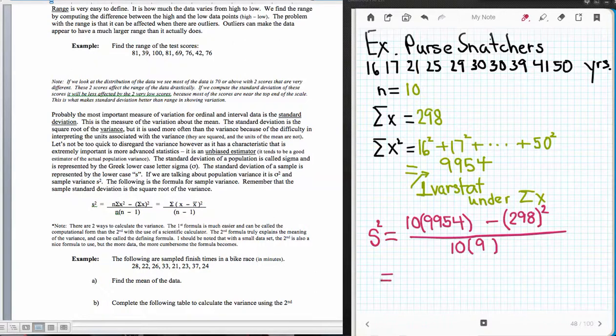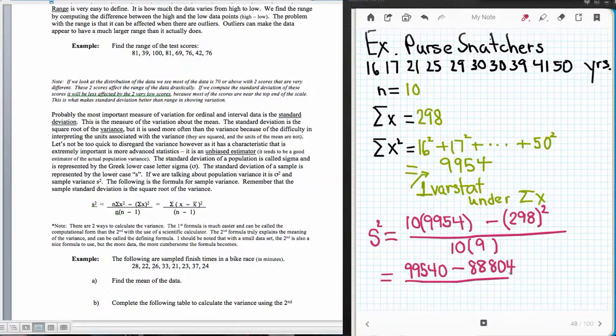Now, I'm going to ask that you actually write everything out for me. So we're going to write 10 times 9,954. So that's going to be 99,540 minus, then we're going to square 298, and we're going to get 88,804 out of that.